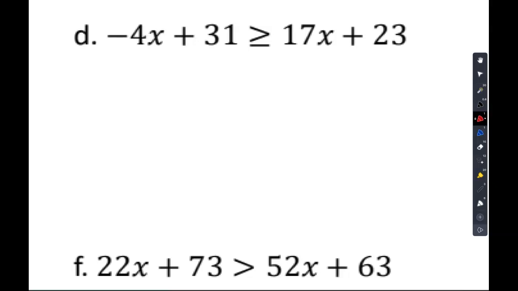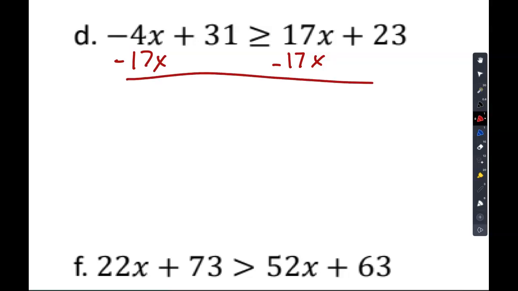Alright, here's D. Here's another variable on both sides, constant on both sides. So I'm going to move the letters to the left. So I'm going to subtract 17x on both sides. Alright, got negative 4 plus a negative 17x is going to get me negative 21x plus 31 greater than or equal to. This will cancel out, bring down to 23.